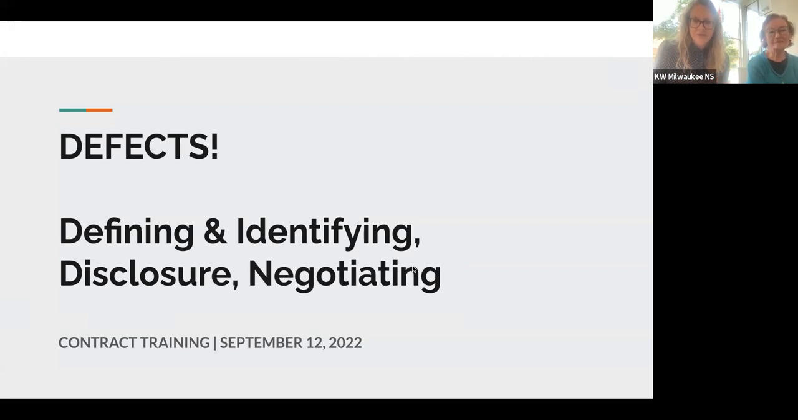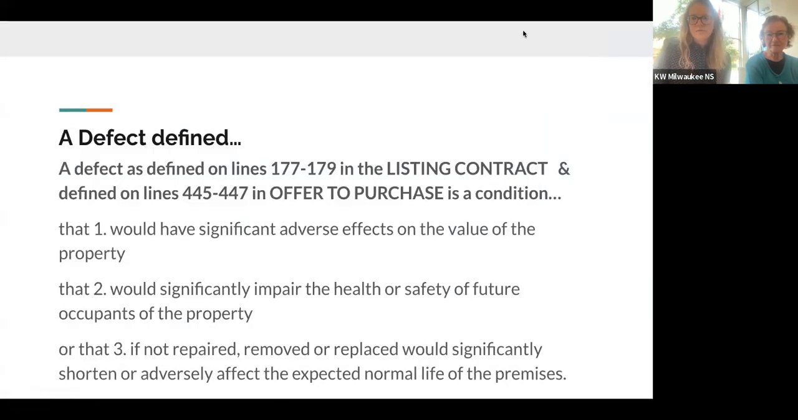Okay, so defects. We're going to be going over defining defects, identifying defects, disclosure of defects, and negotiating defects within our transactions. We're going to talk about it from the buyer's perspective and from the seller's perspective. So first, a defect is defined in both our listing contracts and in our offer to purchase.